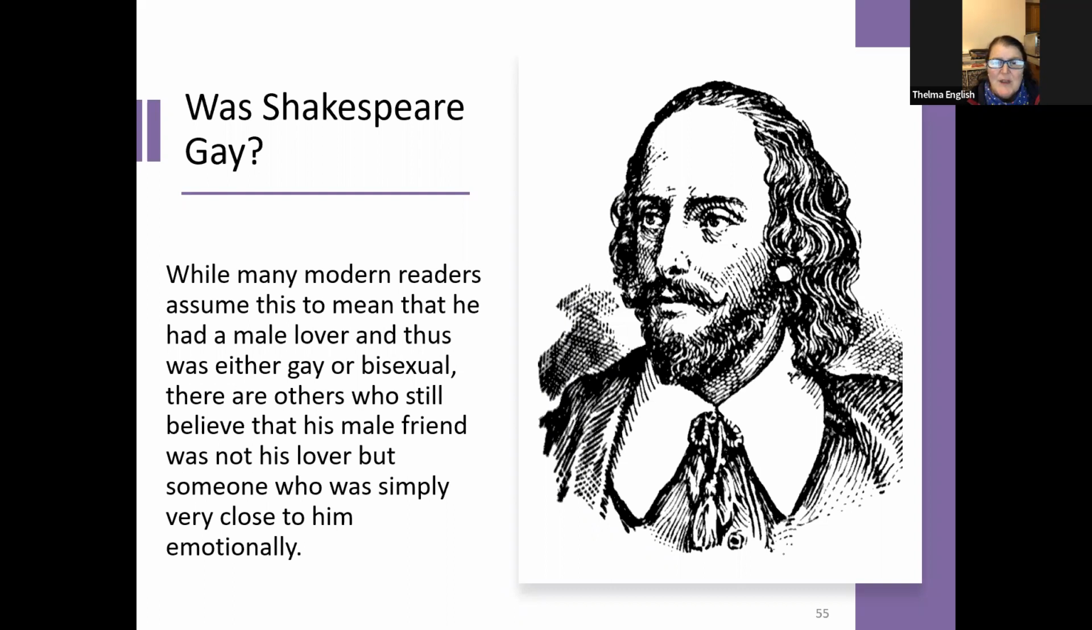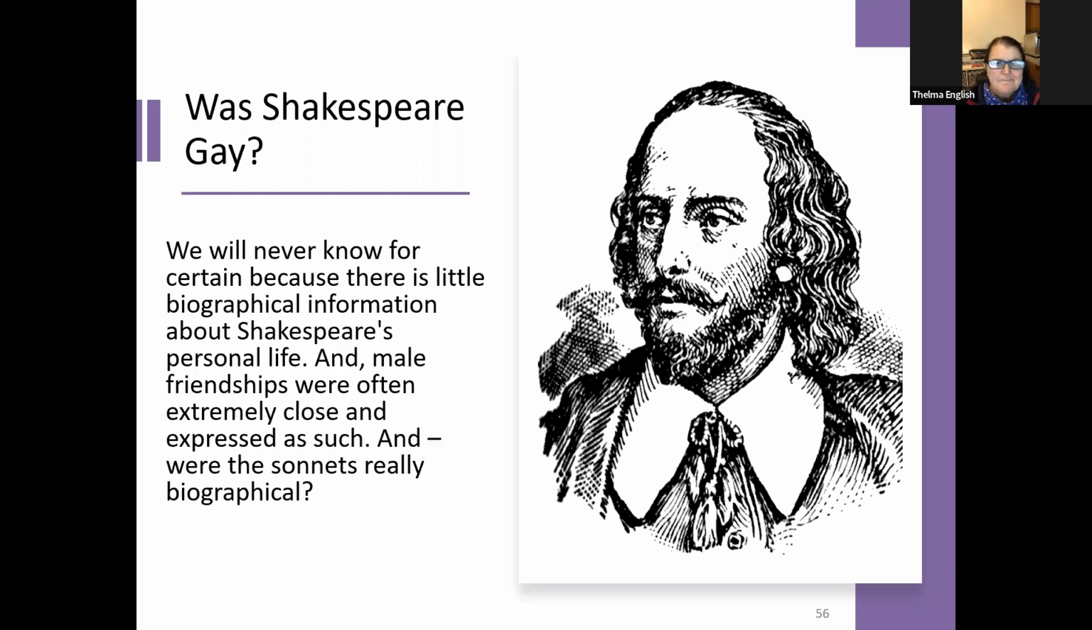There are others who still believe that his male friend was not a lover, but someone who was simply very close to him emotionally. And think of what I told you about those Italian guys, the way they express, "I love you, brother." People read Merchant of Venice and they decide that Antonio and Bassanio, whom we'll be reading in a few weeks, are lovers. People read all types of plays and they decide that the male guys who are really good friends must be homosexual. We'll never know for certain because there's almost no biographical information about Shakespeare's personal life, and male friendships were often extremely close and expressed as such.